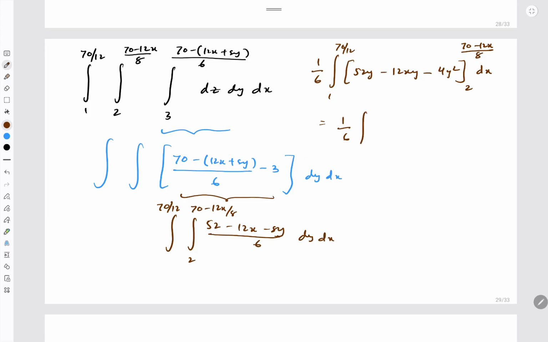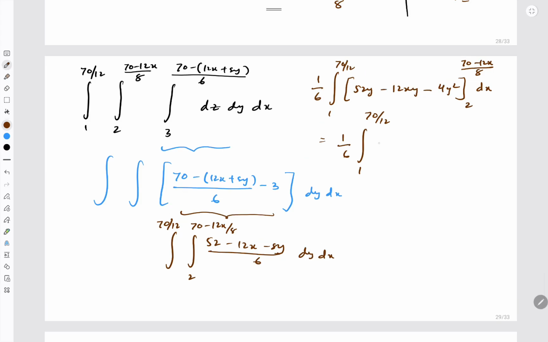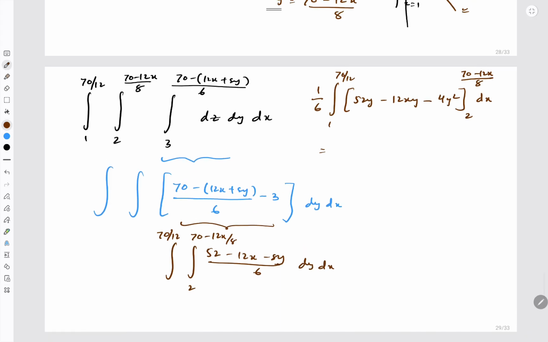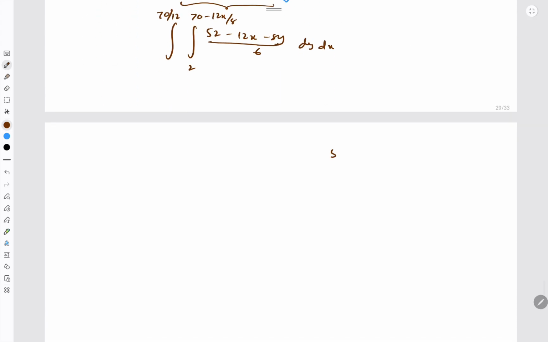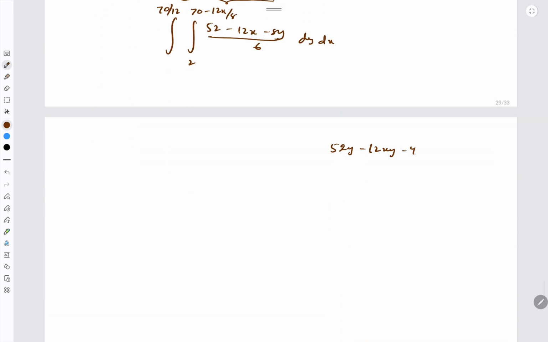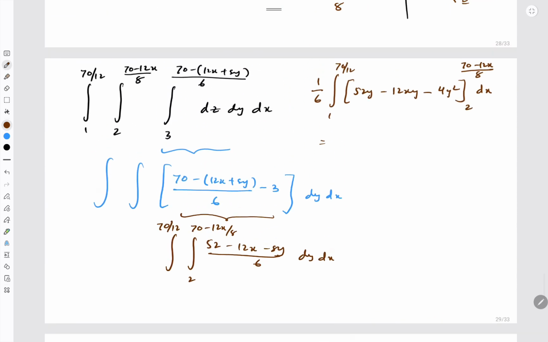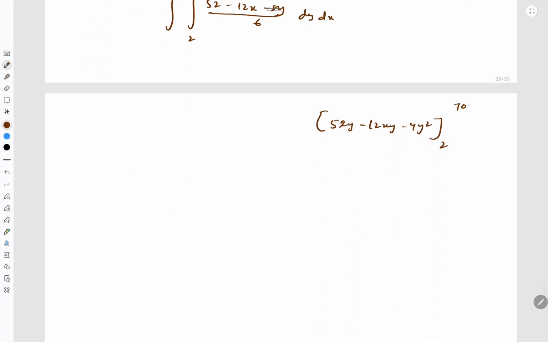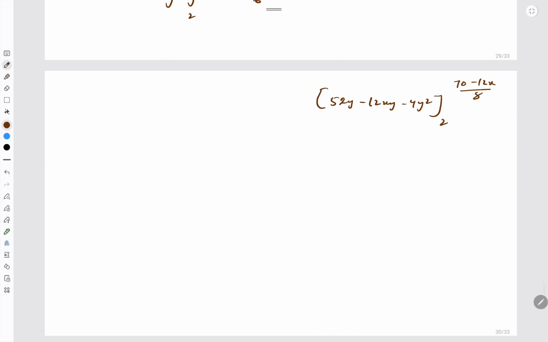So 1 by 6, 1 over 70 by 12, that is 52. I mean, this is a little bit complicated to solve. So 52 into upper limit of y minus lower limit of y. Okay, let us do one thing. Let us simplify this in another page, and then we will come back, right? 52y minus 12xy minus 4y square, and the limits of this are 2 to (70 minus 12x) upon 8, right? So let us do this.